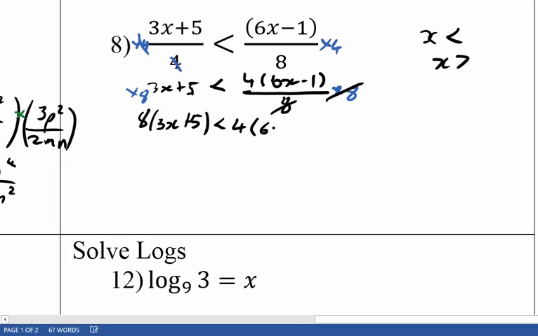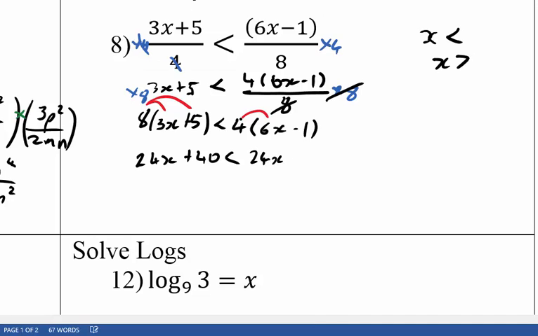4, 6x minus 1. Now I just need to expand it, so I'm going to go that times that, that's 24x, then that times that, and that's plus 40, less than, and then 4 times 6x is 24x, and then 4 times -1 is -4.